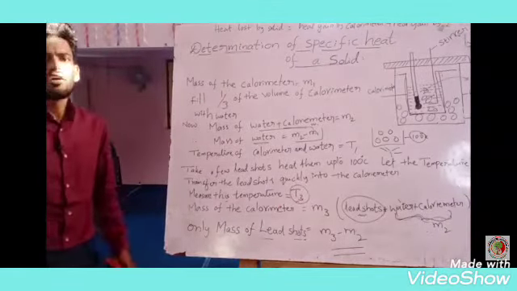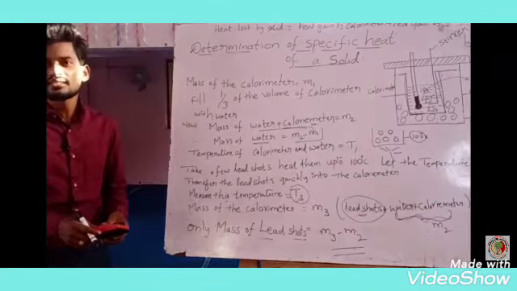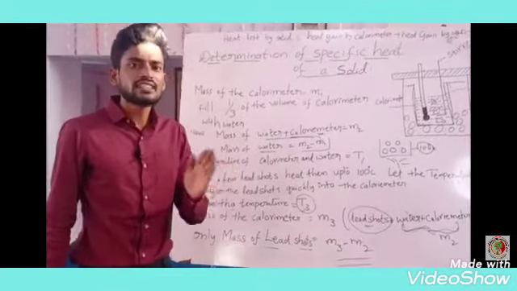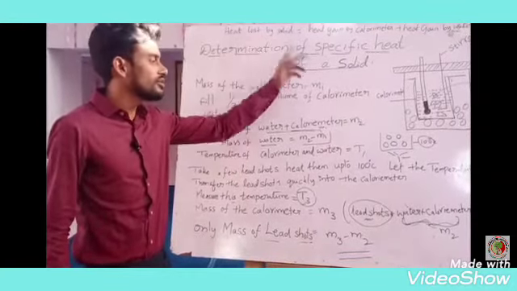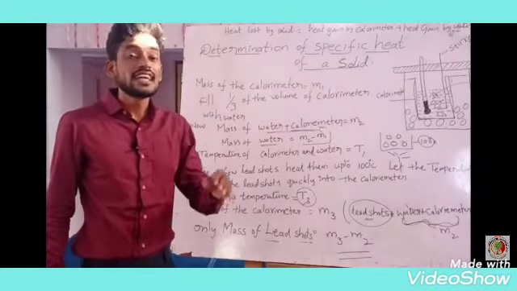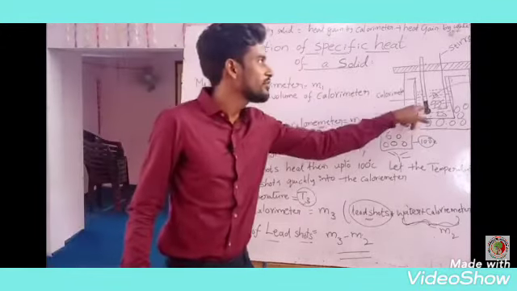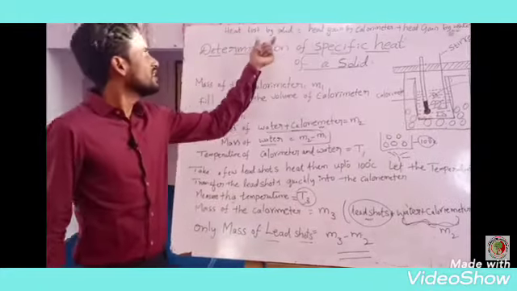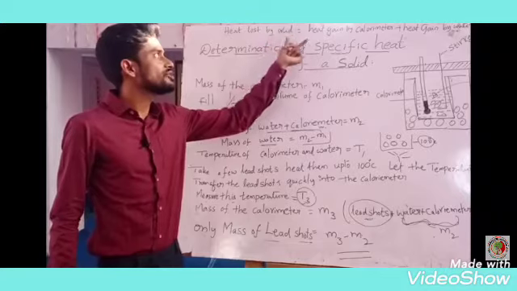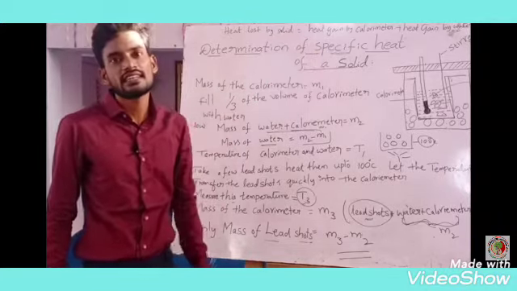So far, of course, you have already learned about the method of mixtures. There, the heat lost by the lead shot should be equal to the heat gained by the calorimeter and water. That's why the heat lost by solid should be equal to the sum of heat gained by calorimeter and water, according to the method of mixtures.